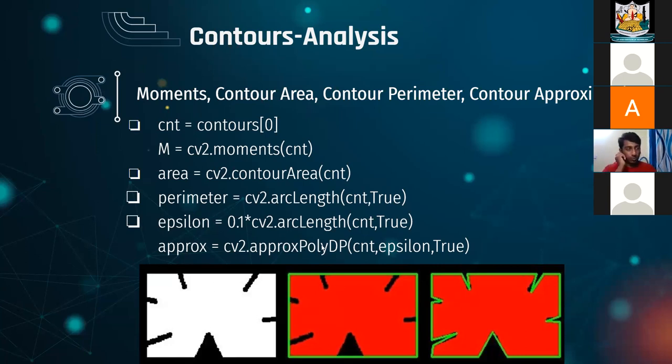You can also do some very cool stuff with contours, which I'll show you in the end. And you can also find the area of the contour, and the perimeter, like how many pixels are there, for all sorts of analysis.